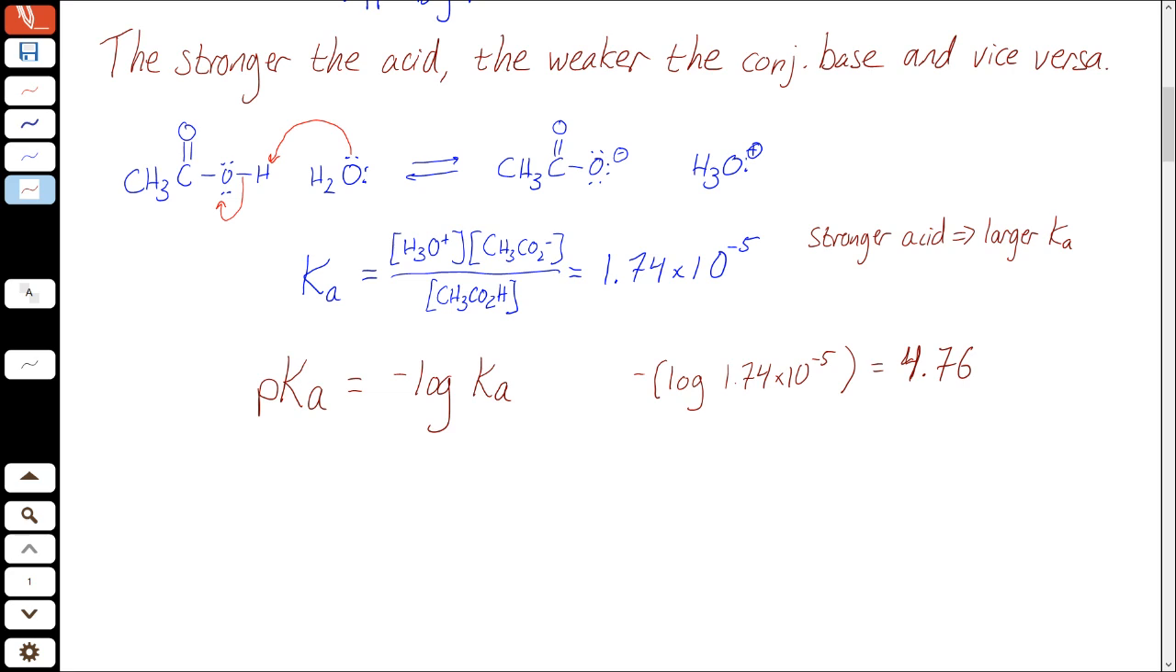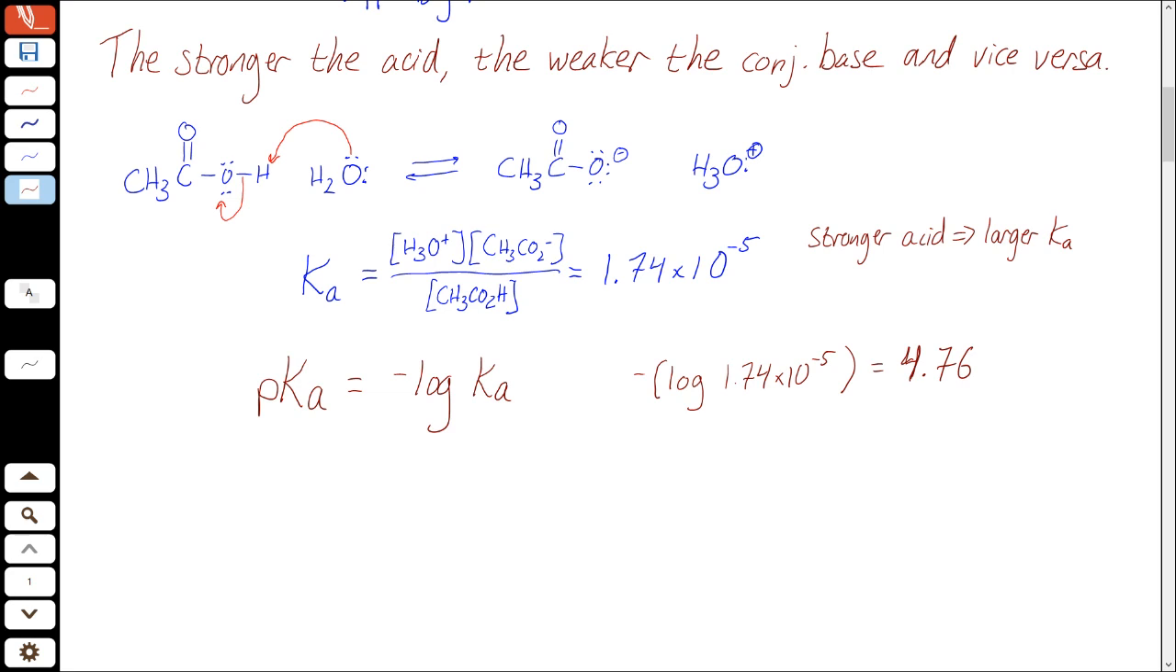We're not going to really calculate any pKa's in this class, but we are going to use tables of pKa's, and we're going to use them to help us judge other new molecules' pKa's. Because the pKa is a much nicer way of judging acid strength. So we can say, okay, acetic acid's got a pKa of 4.76.